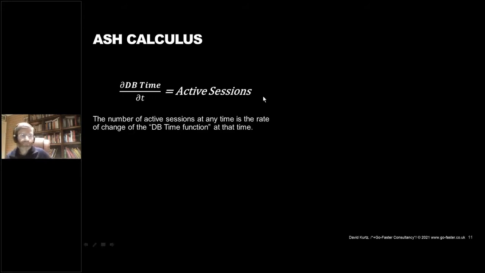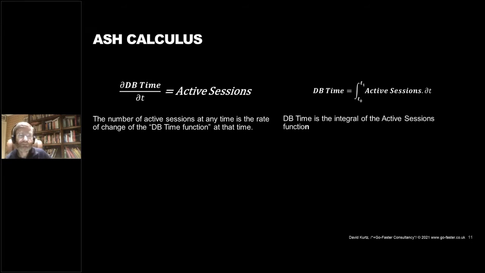What is the mathematical basis then for ASH? This is John Beresniewicz's work, and he says that the rate of change of database time, the rate at which you accumulate database time, is equal to the number of active sessions. And therefore, if you integrate the number of active sessions across a period of time, then that's the total database time in that time window. That's the calculus of ASH.